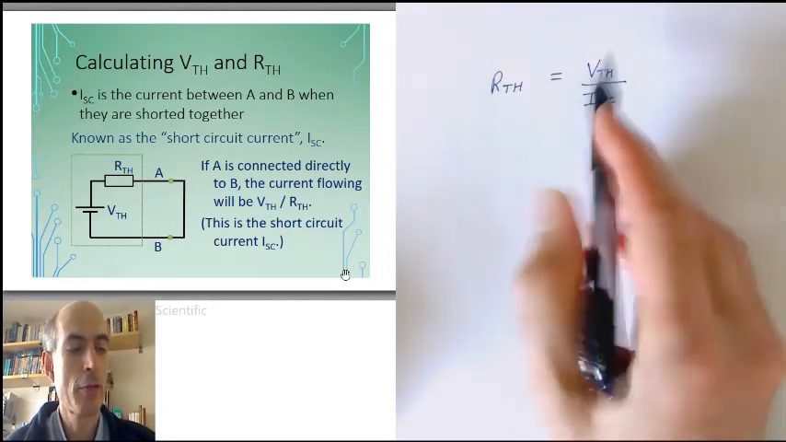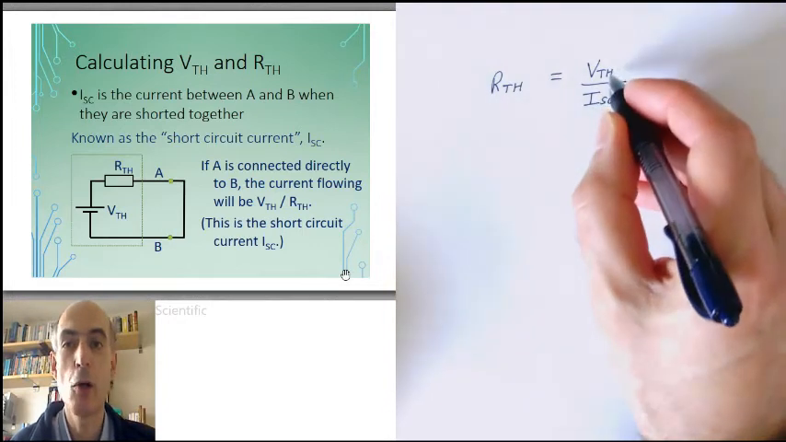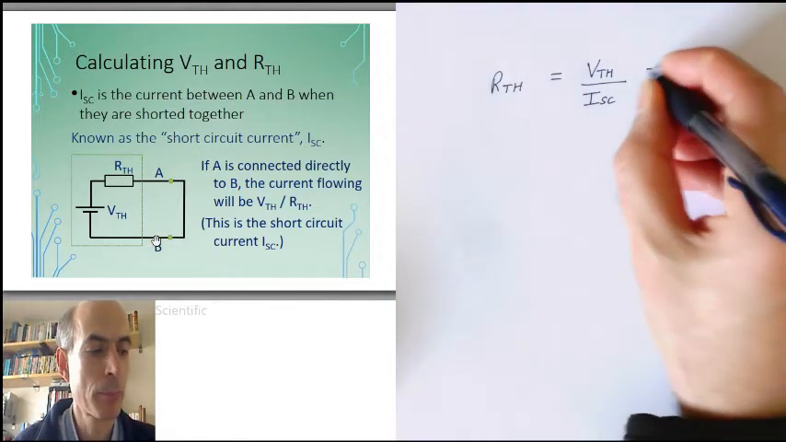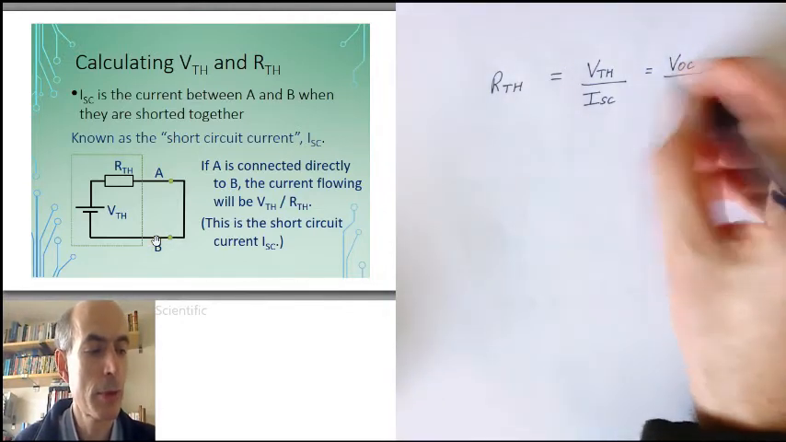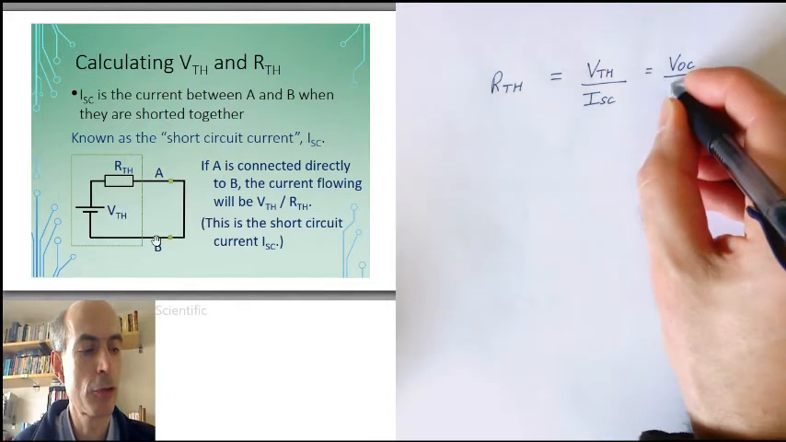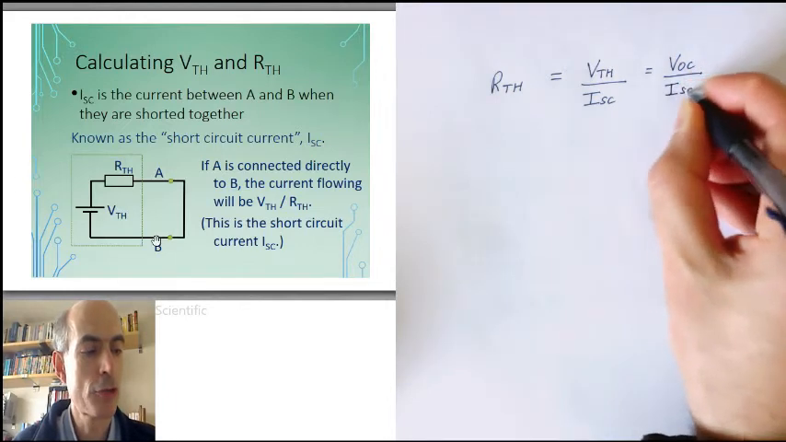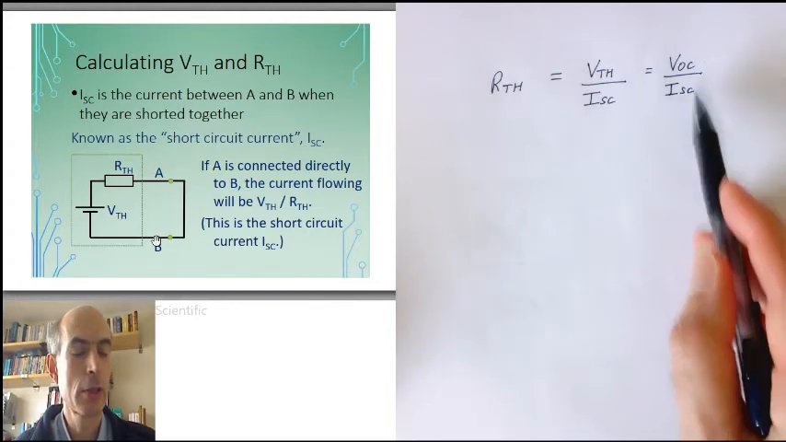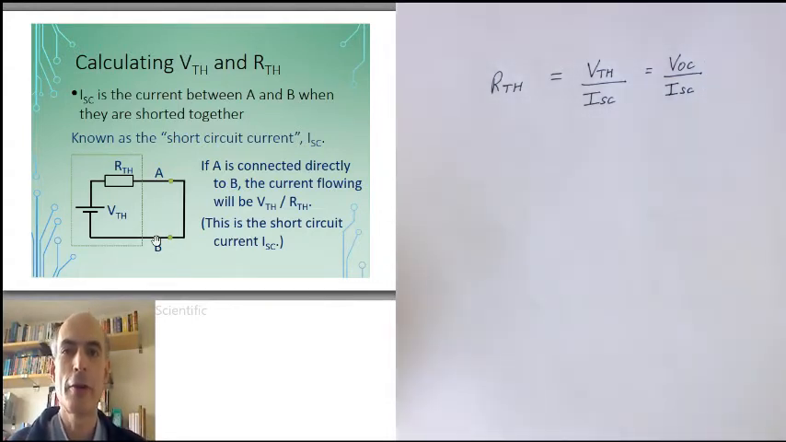And the Thevenin equivalent voltage is the open circuit voltage, the voltage that's measured between A and B when there's nothing connected. So we can determine our Thevenin equivalent resistance by just taking the ratio of the open circuit voltage of our network to the short circuit current of our network. We can see that working.